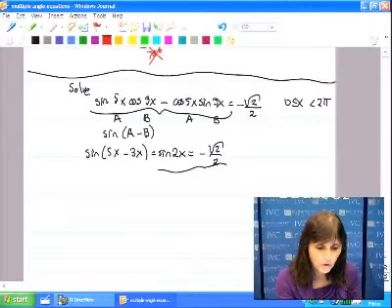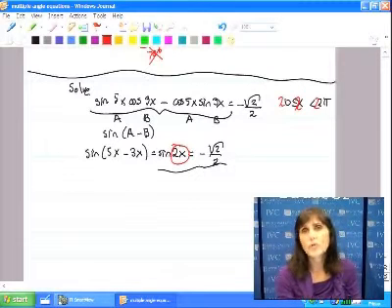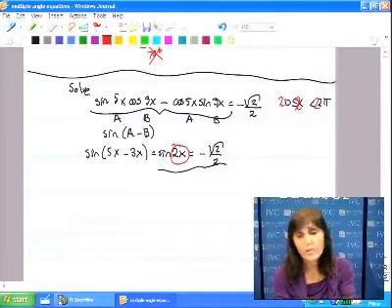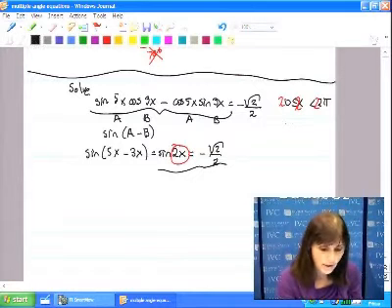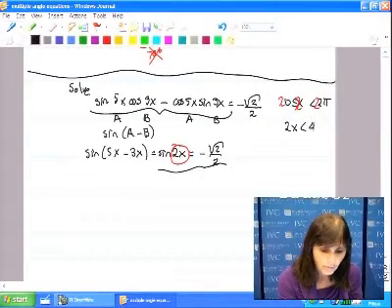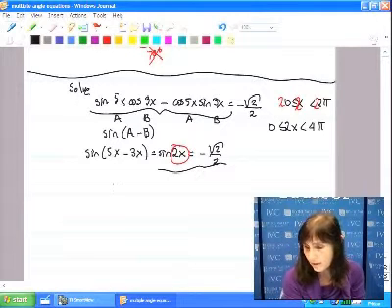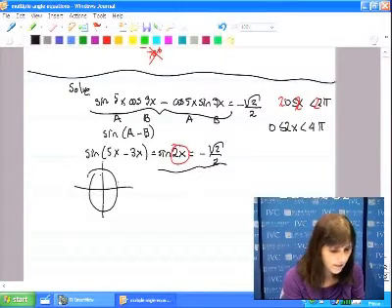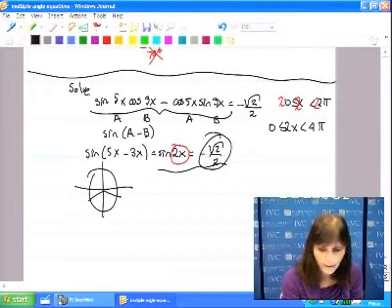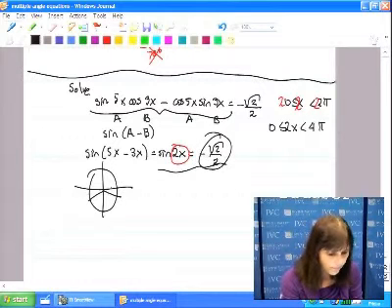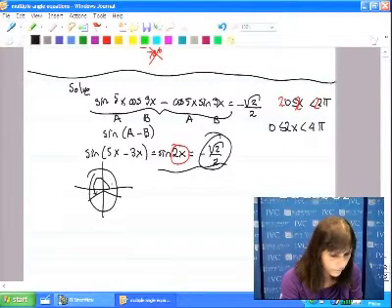Let's multiply everything by 2 here, because I'm solving for 2x. If it was 3x, then I would have multiplied by 3. So I want my 2x to go from 0 to 4 pi. So keep that in mind. Now you have to think about this. Where is my sine negative? My sine is negative here. So what does that mean? I have this angle and I have this angle.